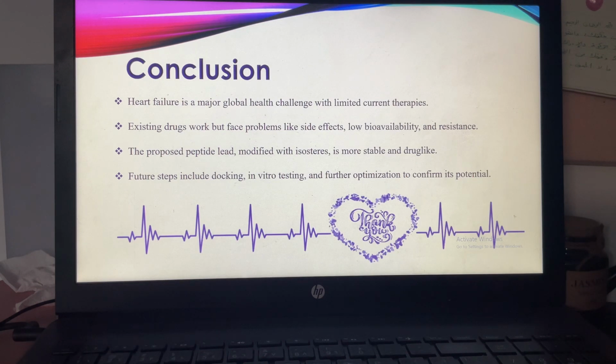So for conclusion, heart failure is a serious global disease. Current drugs are useful but have many limits. My peptide lead, with these changes, is more stable and drug-like. The next steps are docking studies, lab experiments, and more optimization to check if it can really work as a treatment.